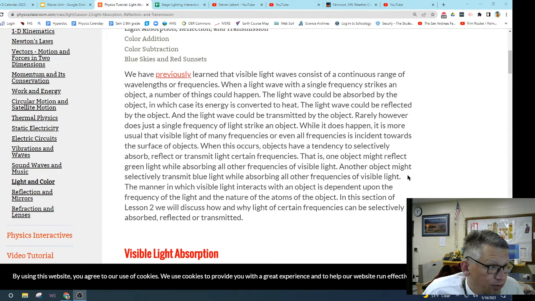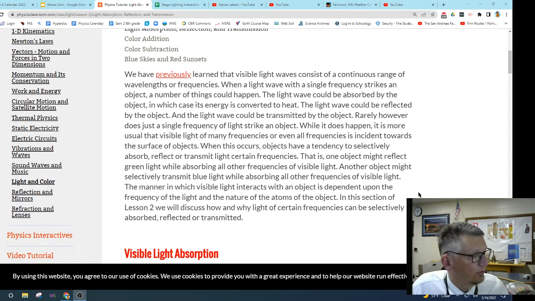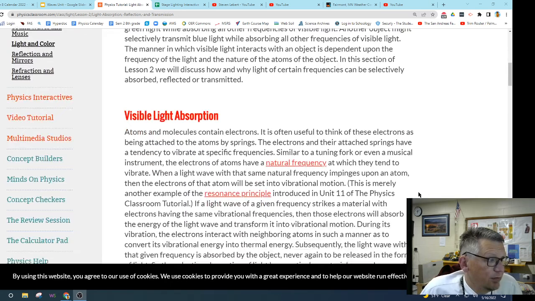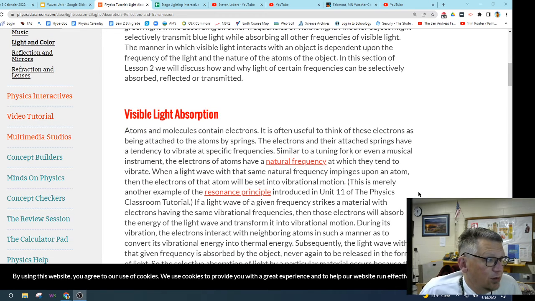The manner in which visible light interacts with an object is dependent upon the frequency of light and the nature of the atoms of the object. In this section of Lesson 2, we will discuss how and why light of certain frequencies can be selectively absorbed, reflected, or transmitted. Visible light absorption.